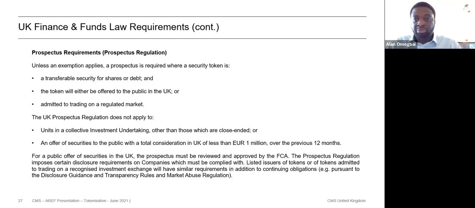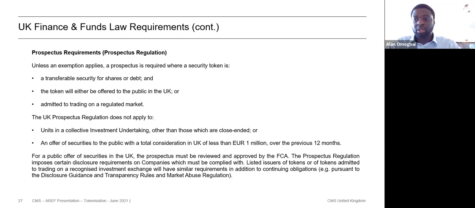And before we come on to the exemptions, I just want to quickly flag where the tokenization may fall outside of scope. So particularly under Article 1, paragraph 2, subsection A, we have units issued by collective investment undertakings other than closed-ended. We also have under Article 1, paragraph 3, an offer of security to the public with a total consideration in the UK of less than €1 million or equivalent, calculated over 12 months.